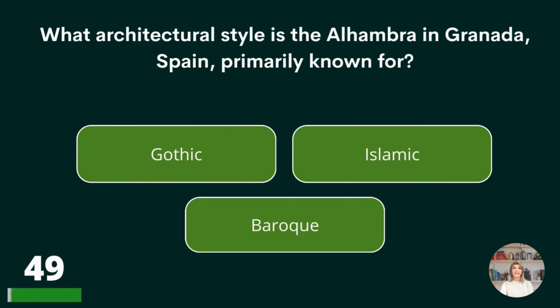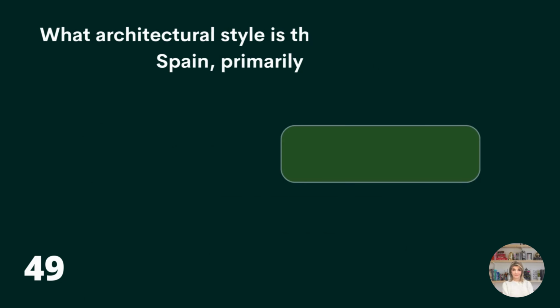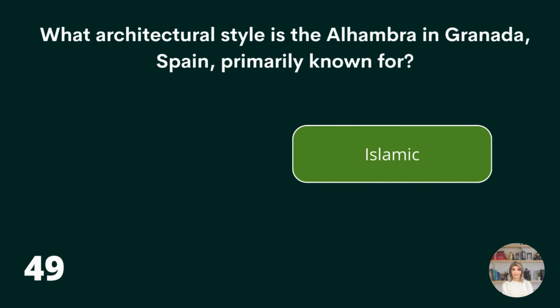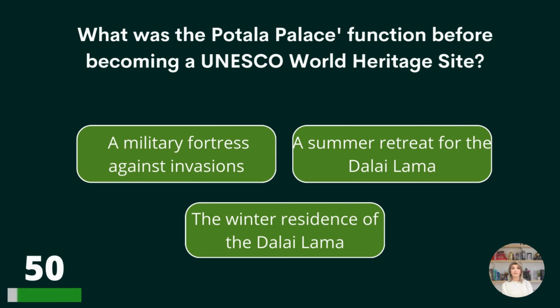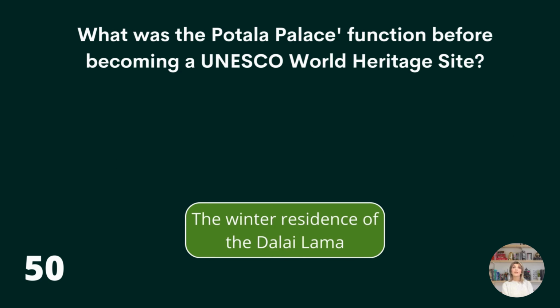What architectural style is the Alhambra in Granada, Spain, primarily known for? Gothic, Islamic, or Baroque? Islamic. What was the Potala Palace's function before becoming a UNESCO World Heritage Site? Military fortress, a summer retreat for the Dalai Lama, or the winter residence of the Dalai Lama? The winter residence of the Dalai Lama.